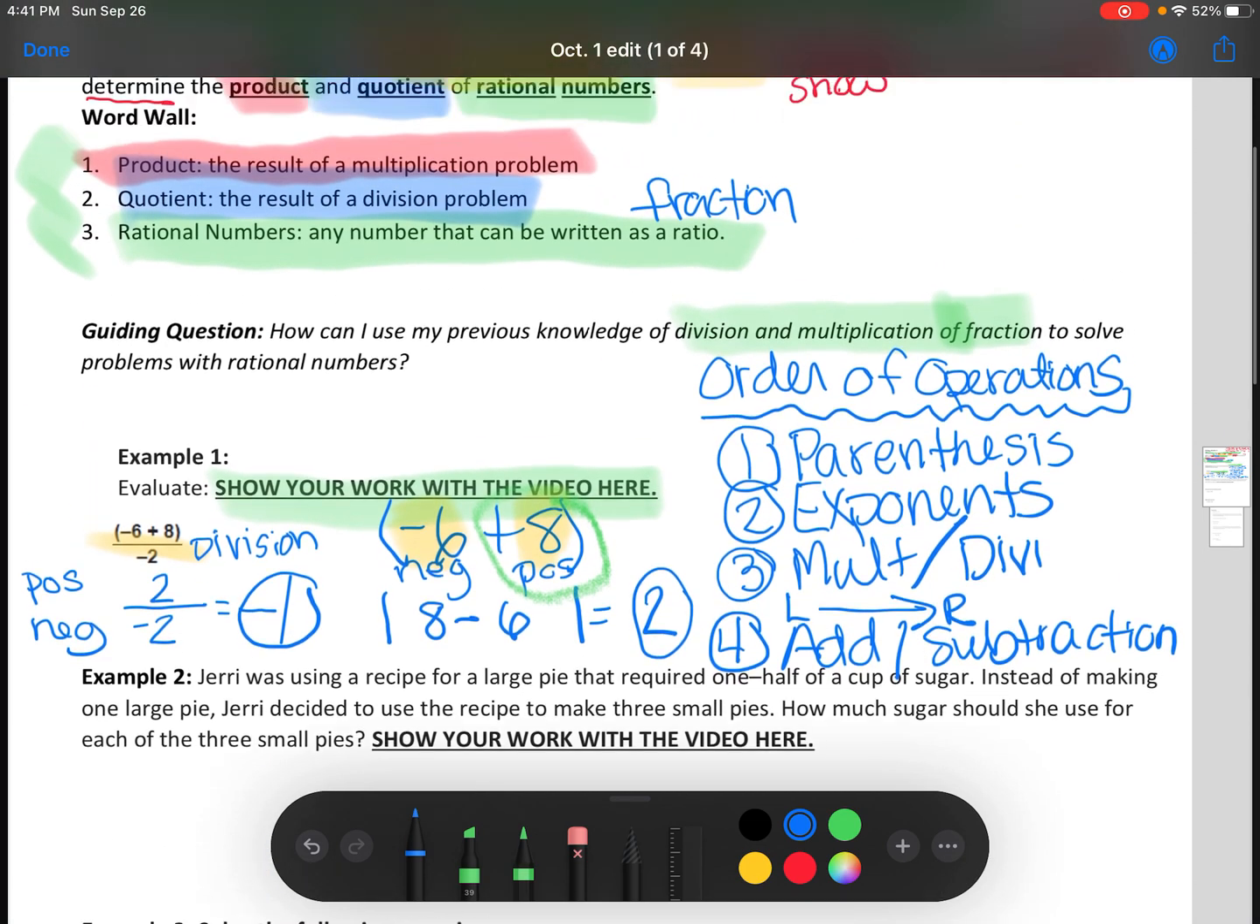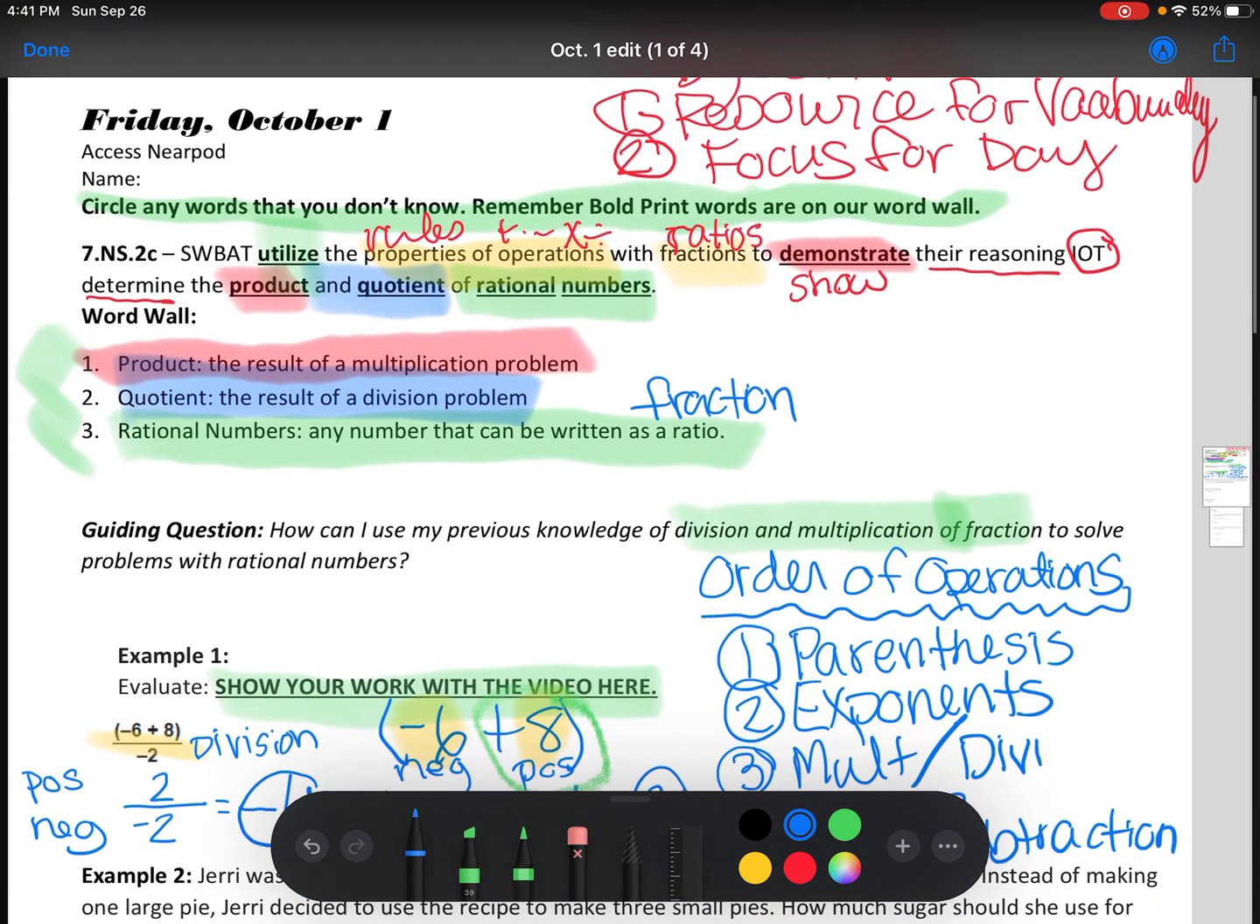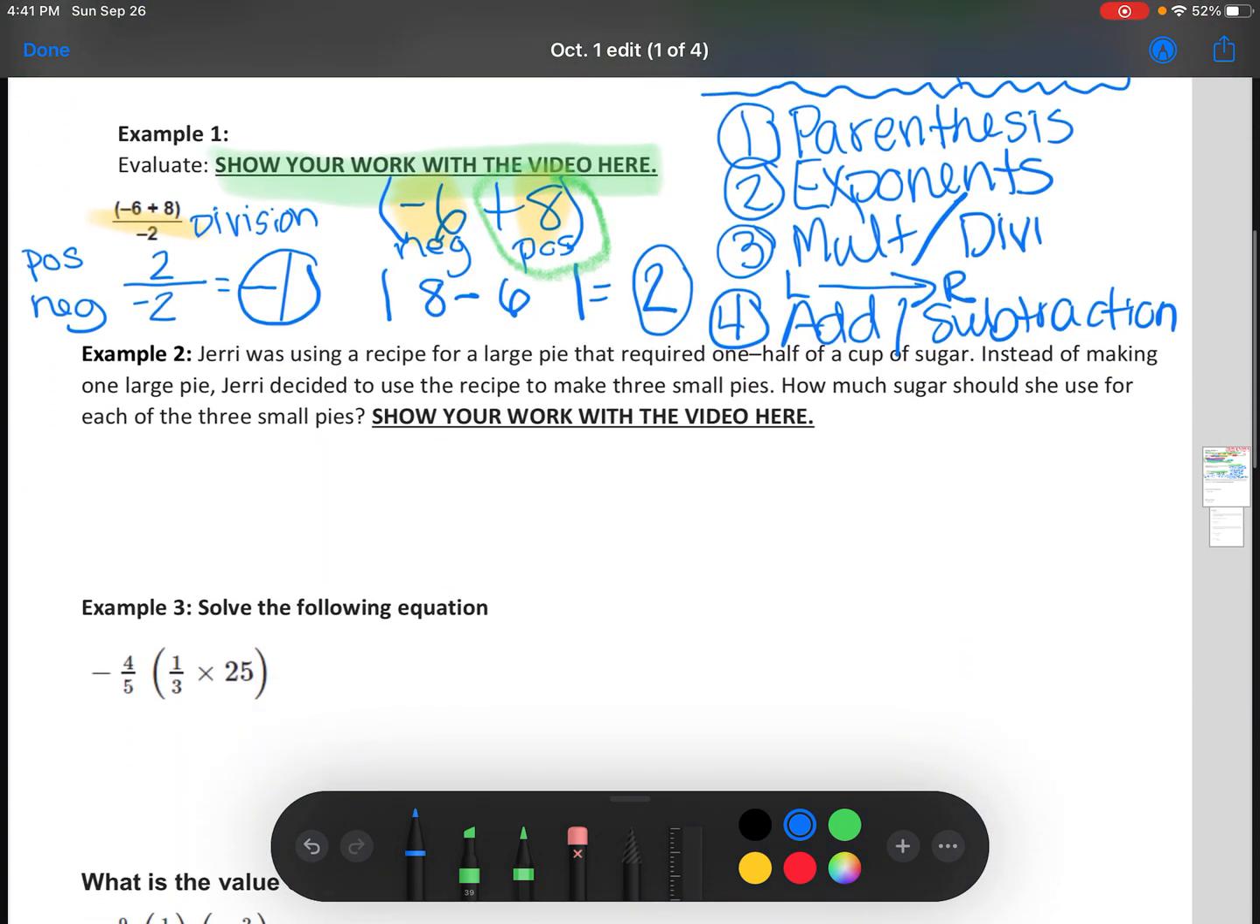Here's in that real world context like we talked about, and we're using the rules. And it doesn't necessarily have to be in real world context today, but we're using our rules of multiplication and division. So here we go. Jerry was using a recipe for a large pie that requires 1/2 a cup of sugar. Instead of making one large pie, Jerry decided to make a recipe of 3 small pies. How much sugar should she use for each small pie?